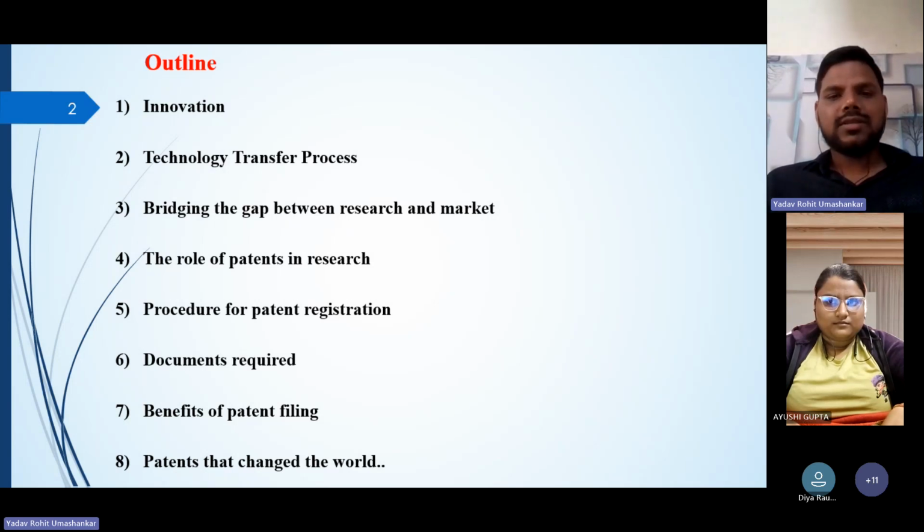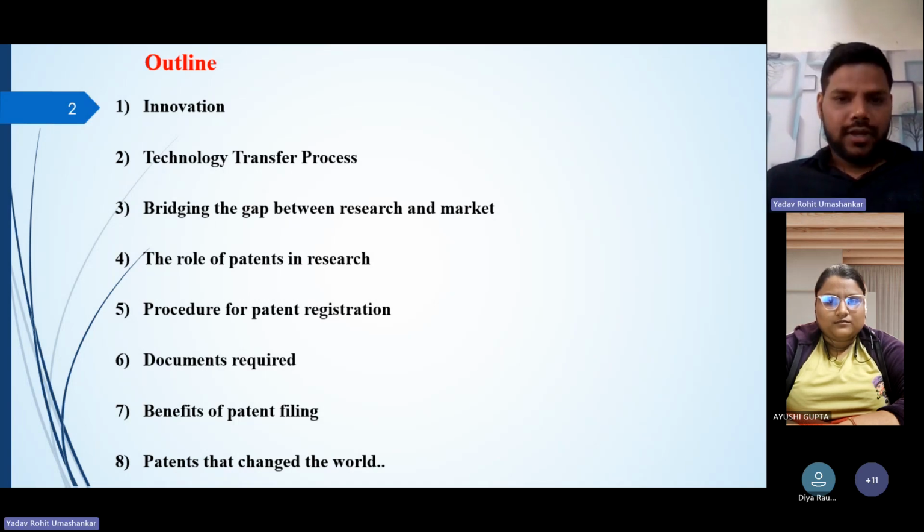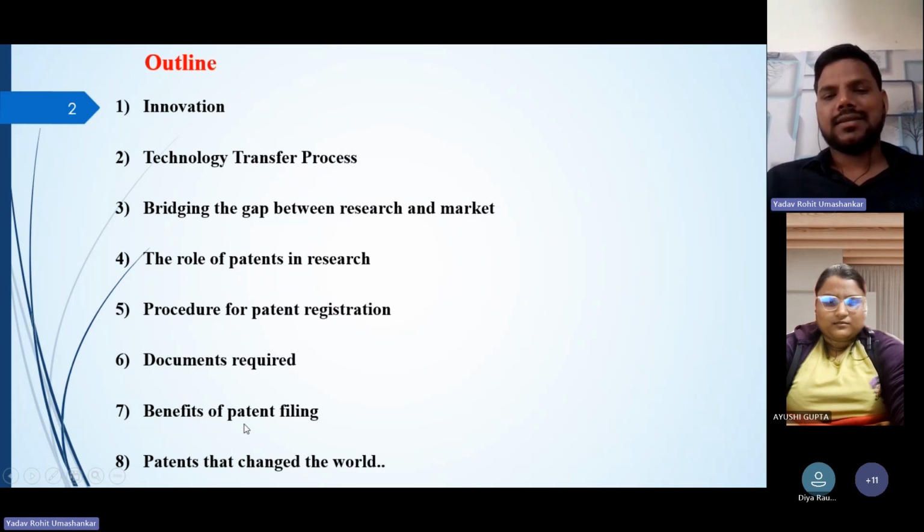So we will all be seeing these things under the general consideration. Since I have made this according to the rule or the act according to the Indian law, but it's not specific about India only, we will be discussing in general, so that is valid in other countries also. Okay, so on the sixth point, we will be discussing what are the general documents required, what you will need to do to file the patent, and what are the benefits of patent filing. And later on, we'll be discussing what are the different patents that had changed the world.